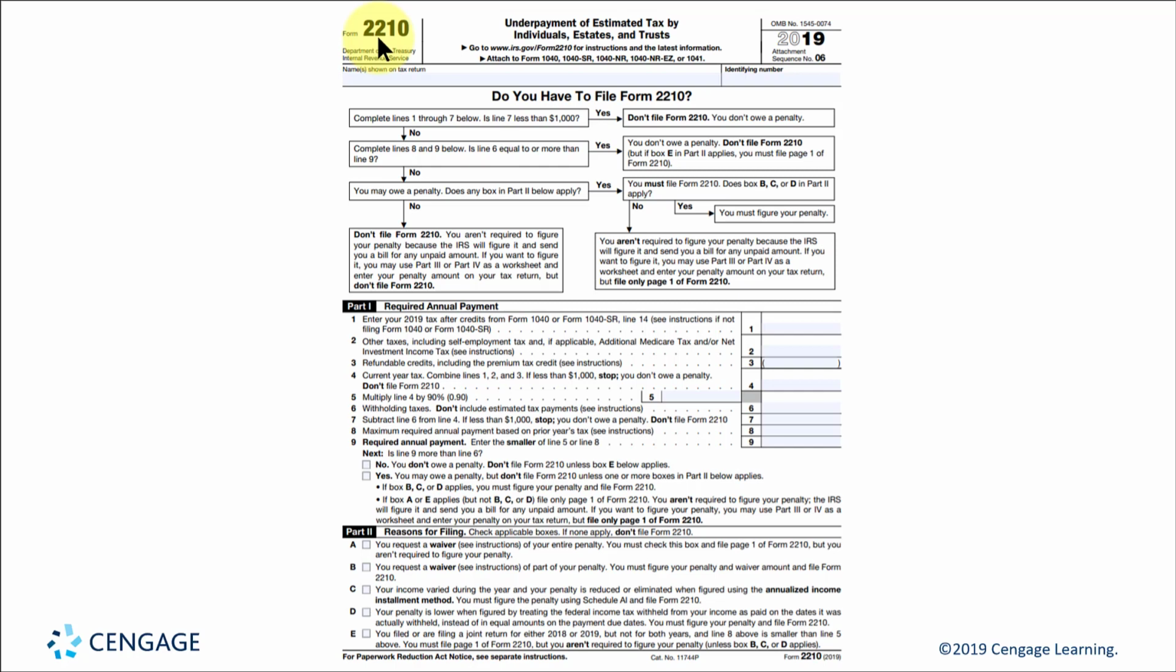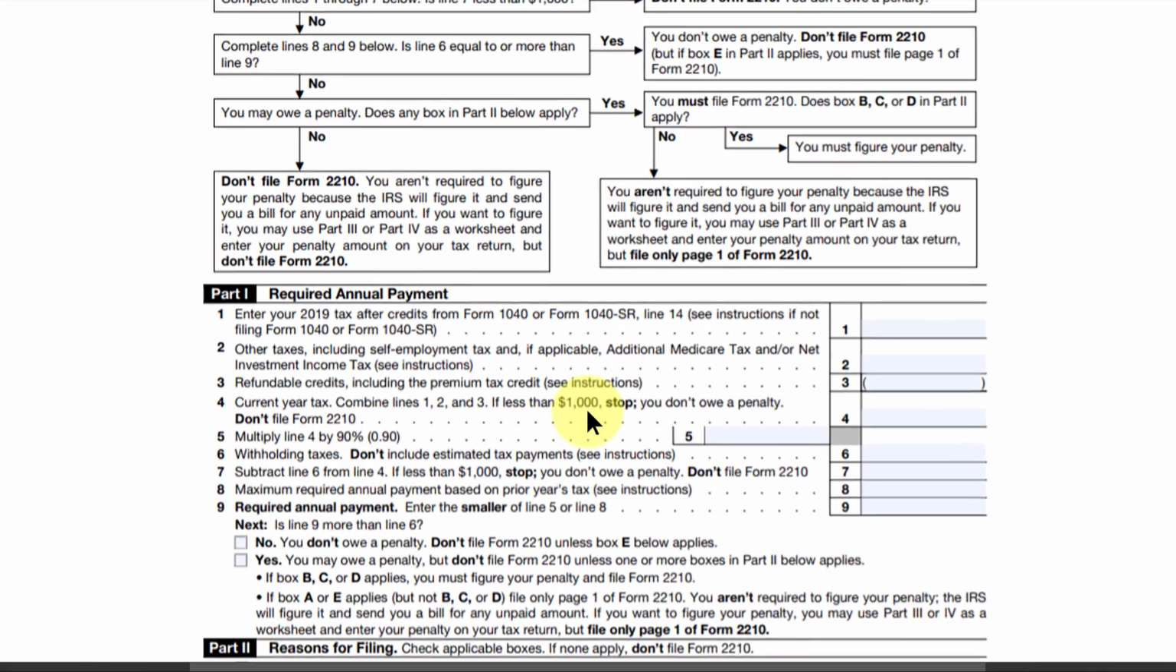And the form is 4 pages long. What you're looking at is just the first page. And the instructions to this form is 12 pages long. So it's not the simplest thing to fill out. So that's where you want to use tax software. But let's zoom in here and take a look again at those exceptions we just saw.